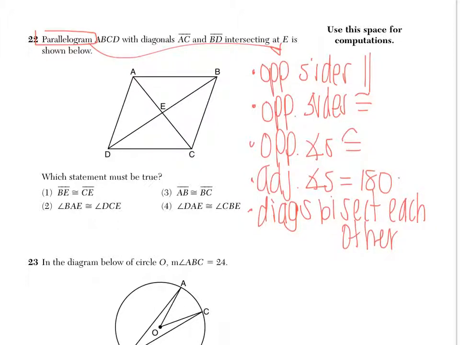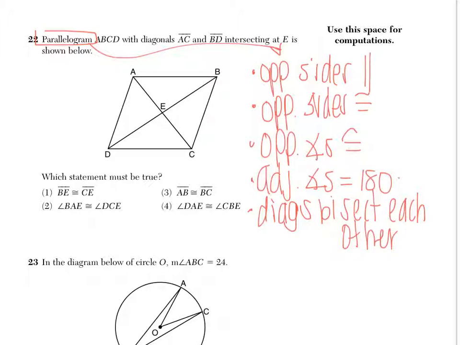So we're going to run through these choices to see which one is true based on the 5 properties that we just wrote down. BE is congruent to CE. So this length here on one diagonal, they're saying is congruent to the other diagonal, CE. That's not true. If they had said that BE is congruent to DE, this would be true because the diagonals cut each other in half. They bisect each other.